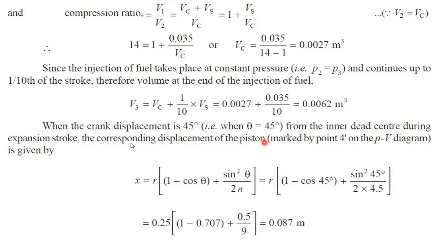So when the crank displacement is 45 degree, that is theta will be 45 degree when it moves from inner dead center to outer. So during that expansion stroke, we need to calculate the displacement value. So this is the formula for displacement. So R value we know and theta value is 45 degree and n value we know because n is nothing but L by R. So these values we know clearly. So just substitute all the values and get the displacement value by using simple calculation.